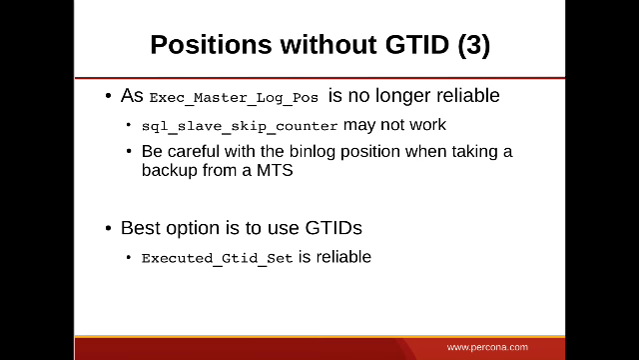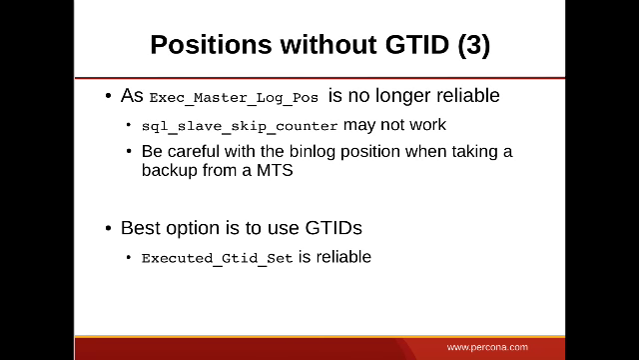Same thing if you want to take a backup from a multi-threaded slave. When you take a backup, you need to have the corresponding binlog position on the master. And to do that, you run show slave status and you look at exec master log pos. This will no longer work. If you do that, again, you have the position of the latest checkpoint, which means that if you restore the backup and restart replication from that point, you are very likely to have duplicate key errors because you will replay events that have already been played.